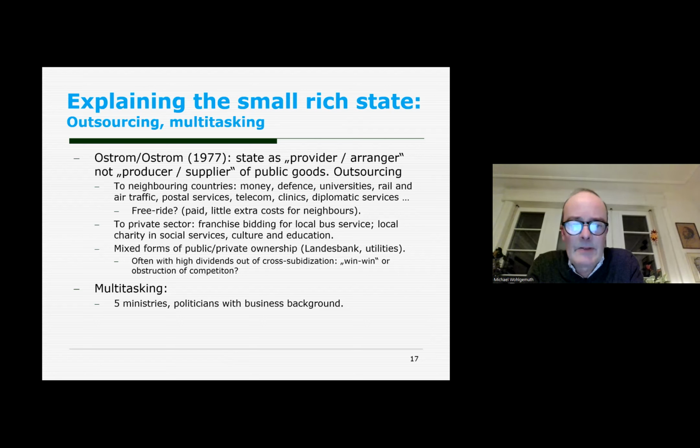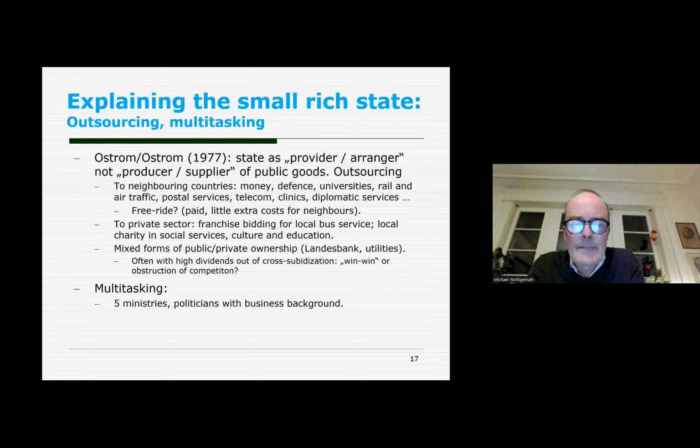Outsourcing also happens quite a bit to the private sector. For example, the local bus service is a natural monopoly. You cannot have much competition there in this small country, but Liechtenstein refers to a franchise bidding, like a Demsetz mechanism, to give a license for 10 years to different private service providers. There's also lots of local charity in social services going on, in culture and education. So Liechtensteiners feel somehow obliged to get something back and organize them on a very local and very often private basis.